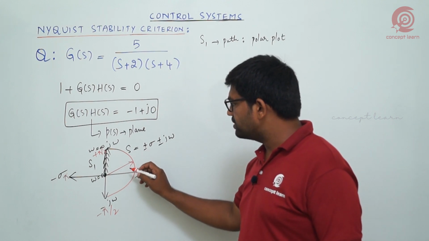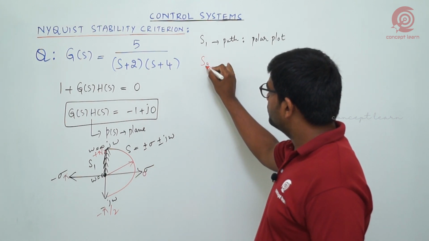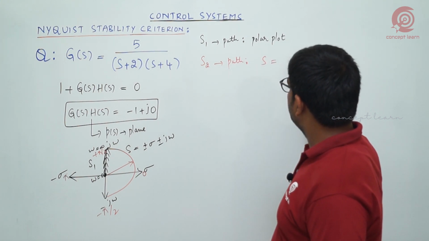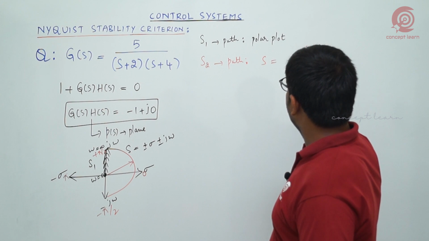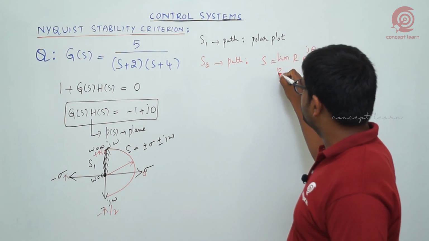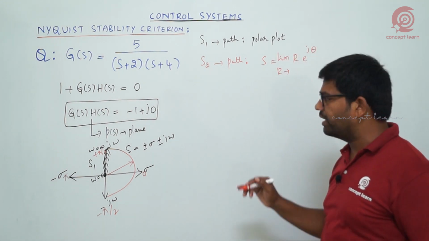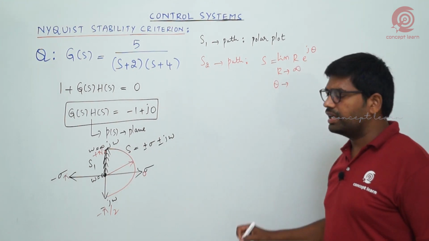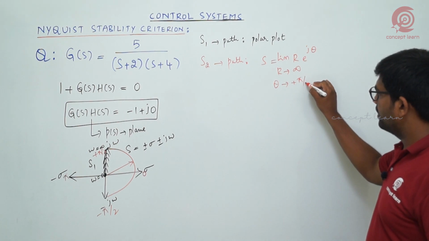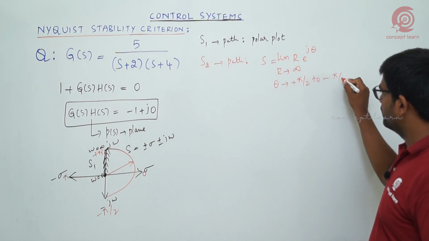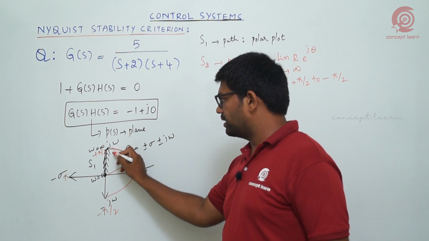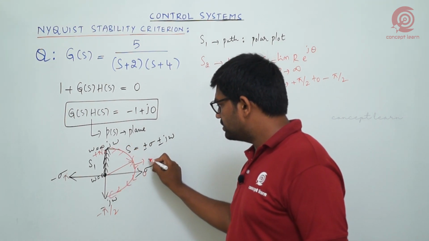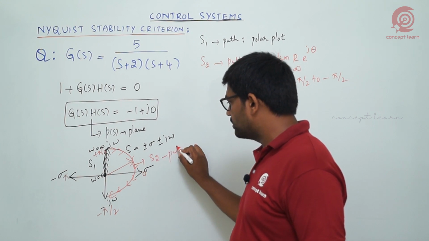So I am replacing for the S2 path with S = R e^(jθ), but the radius, to cover the entire right half of the S plane, we take infinity. And what will be the variation of phase angle? Theta is from plus 90 to minus 90 degrees. By that you can cover the entire right half of the S plane. This I am calling the S2 path.